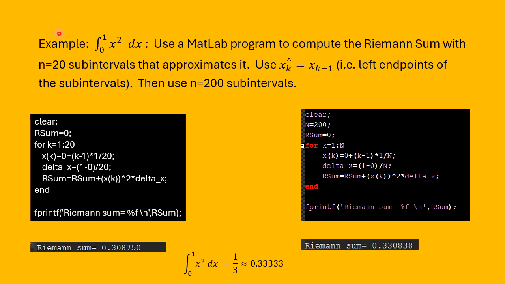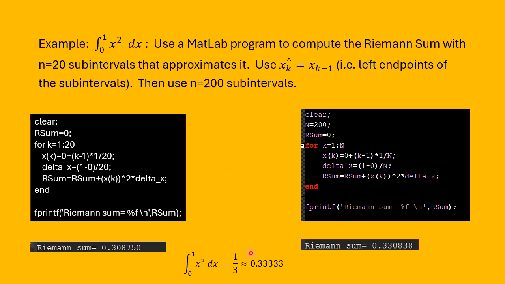Let's look at an example of computing these types of Riemann sums. Let's look at the integral from 0 to 1 of x squared dx. Let's use a MATLAB program to compute the Riemann sum with n equals 20 subintervals to approximate this integral. What we'll do is use x sub k star equals the left endpoint, x sub k minus 1, for each of the subintervals, and we'll see what we get for that approximation. Then we'll more finely partition the interval from 0 to 1 into 200 subintervals and see what happens there.